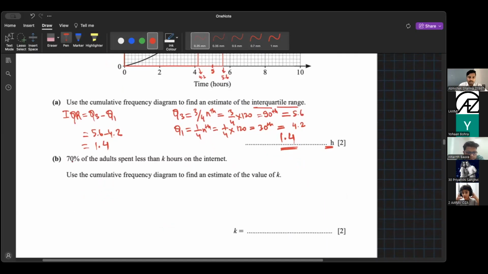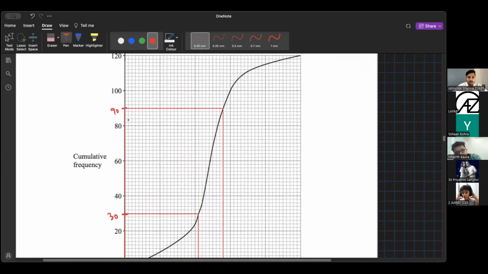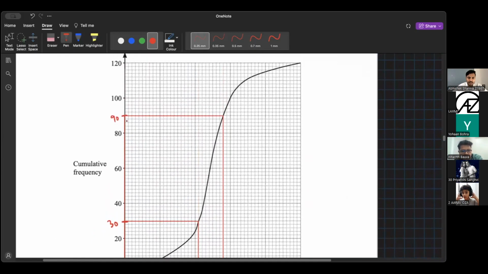Now it says 70% of the adults spent less than K hours on the internet. Use the cumulative frequency diagram to find an estimate for the value of K. 70% of the adults. So what will be 70% of the total number of adults? That is 120, so 12 into 7, the 84th value. What is the 84th value here? This is 80, this is 90, so this is 82, 84.